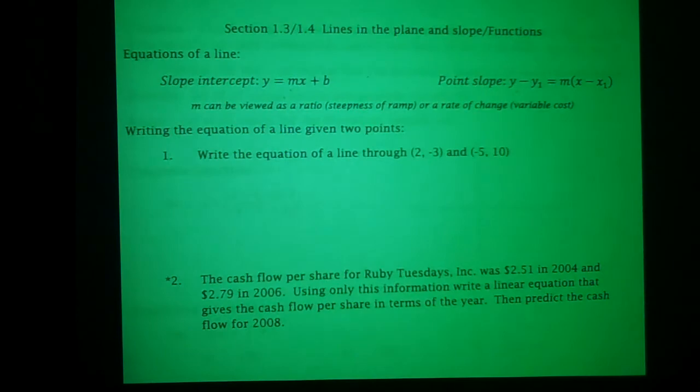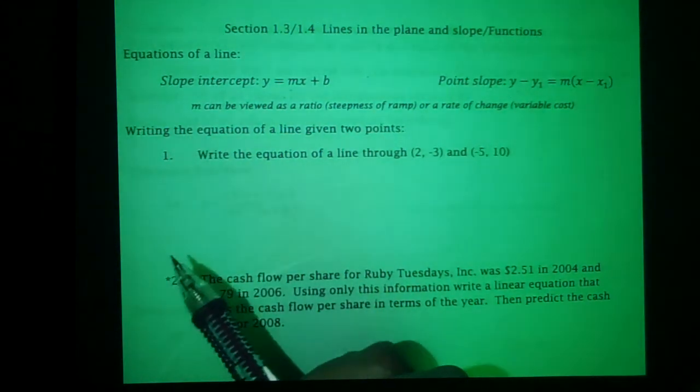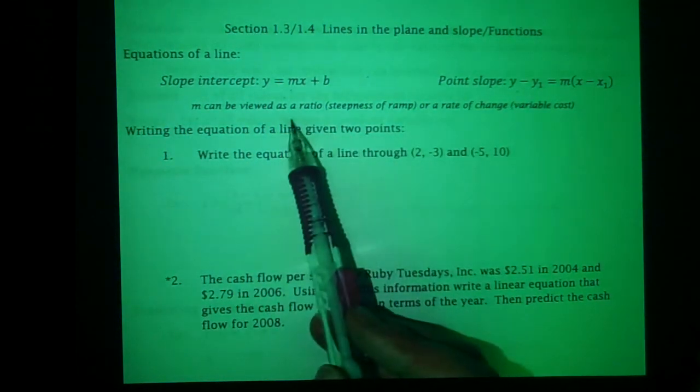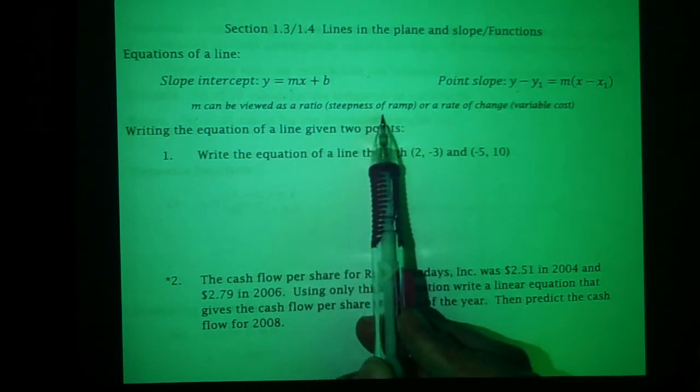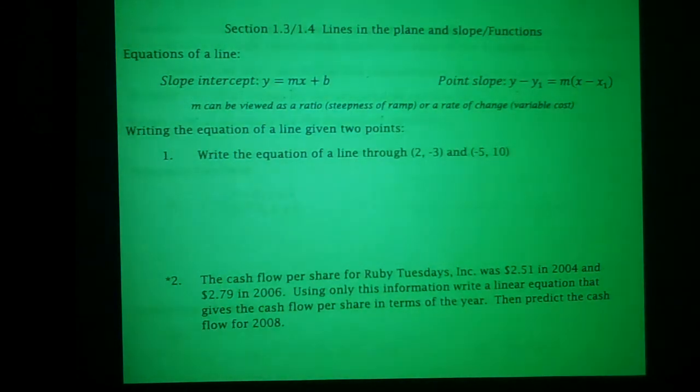Sometimes WebAssign will be picky about it. And the slope, hopefully, is a ratio between the rise and the run. So you can think about it as the steepness of a ramp or the rate of change of a variable. Lots of different ways to think about it.